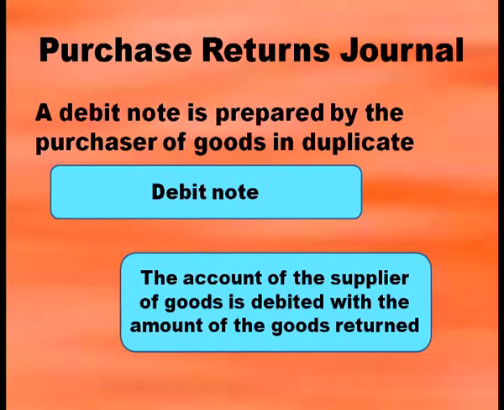While preparing purchase returns journal, you have to prepare a debit note, and this is prepared by the purchaser of goods in duplicate. The account of the supplier of goods is debited with the amount of goods returned. That is debit note. The account of the supplier of goods is debited with the amount of the goods returned.